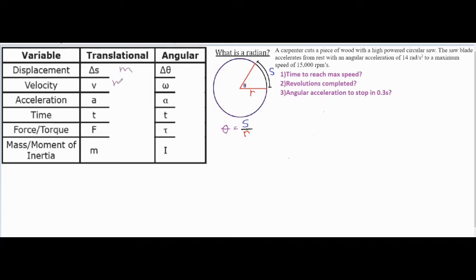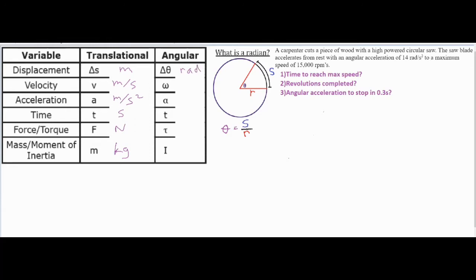Velocity is how many meters it's traveling per second. The acceleration, the change in meters per second, is in meters per second squared. We have the time in seconds, force in newtons, and mass in kilograms. Now, taking a look at all the angular quantities, they're very similar, but obviously some major differences. We have a delta theta, which is in radians. We put RAD, short for radians.